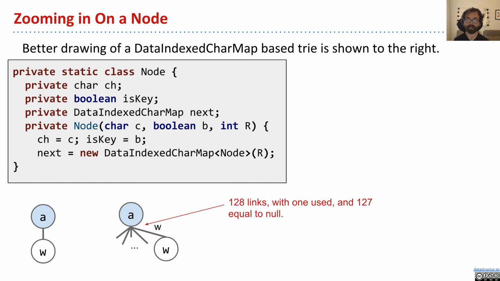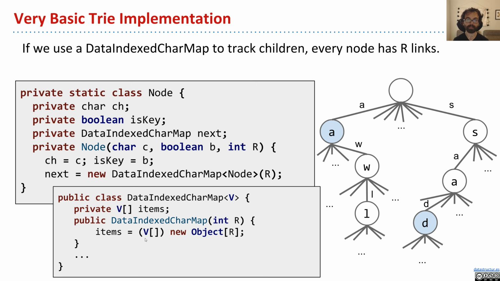Now, one thing, actually, sorry, before I get to my other thing, so another cartoon you might imagine is that if I'm using a data indexed character map to represent all of my children, to keep all my children links, what I effectively have is that for each node, there are 128 links drawn here. I mean, it's only a cartoon, so it's only actually 5 lines, but this represents 128 links, and only one of them is used, this W, and all of these others are null. Okay, so an alternate way of looking at a trie is that if I use these specific instance variables, I think this is a more honest picture.